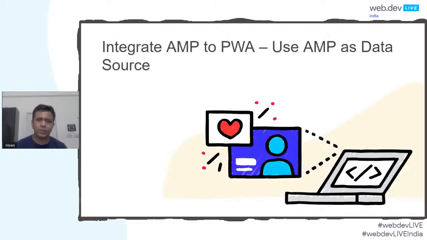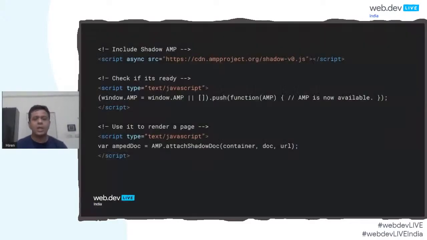So this is the first way: use AMP as a data source. When we say data source, that means in your PWA, whatever single page application you have, you use AMP to load that HTML, and then you can reuse it. So let's say in your PWA you have 5 HTML pages, and you have an anchor tag. On click of that, you load the other HTML page and display it in your PWA. What you can do is use AMP as a data source.